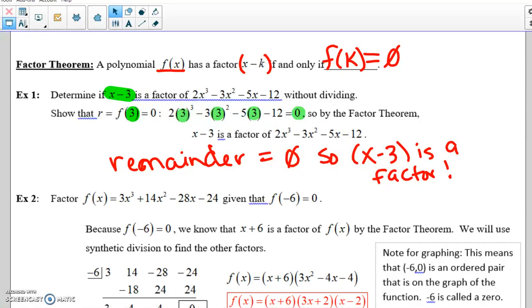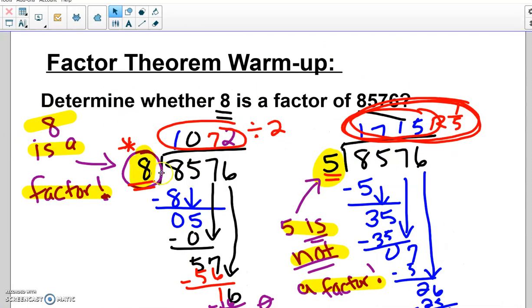Because remember, we tested it out already. If you divide a number by a true factor, then you won't have a remainder, and then you can continue breaking it down more and more if you want. So in this case, no remainder meant 8 was a factor. And it gave me a nice number, 1072. I could continue breaking down.